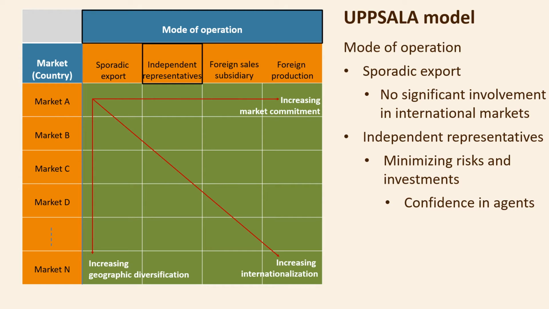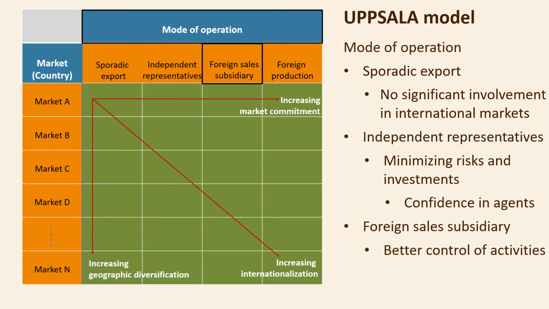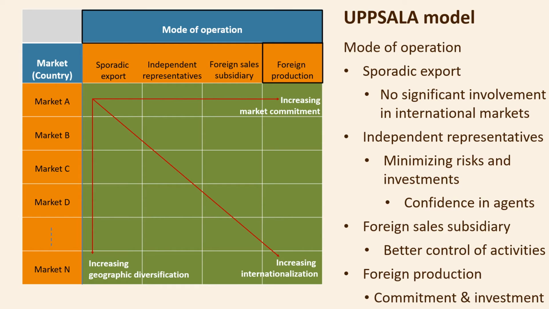In this context, it is crucial for the company to trust its agent or distributors and to ensure that they do not disclose confidential information to competitors, whom they might also represent. The third mode of operation involves the establishment of a foreign sales subsidiary. As the company gains more knowledge and experience, it establishes its own sales subsidiary in the foreign market to better control its activities. The fourth and final mode of operation is foreign production. In this phase, the company might set up production facilities in the foreign market, signifying a substantial commitment and investment.